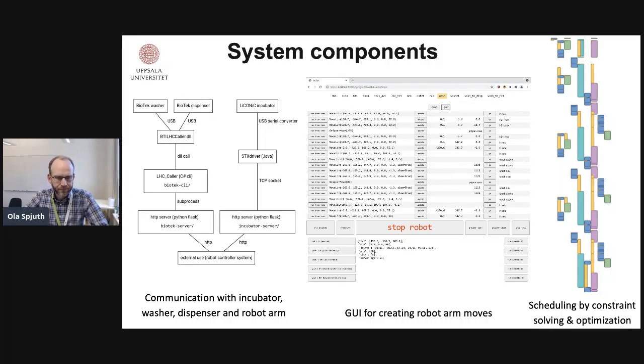And then in the middle comes one thing that we did not expect from the beginning. The robot comes with a GUI to program, but we actually didn't find that sufficient. So we created our own GUI for creating the robot arm moves so that we can very precisely, using the keyboard, move 1 millimeter left, right, and so on, to guide exactly how the robot arm should move and where the different positions are. And then the scheduling of the protocol so that we can run multiple plates at the same time. For that we used constraint solving and optimization.